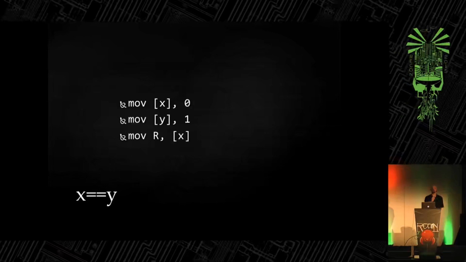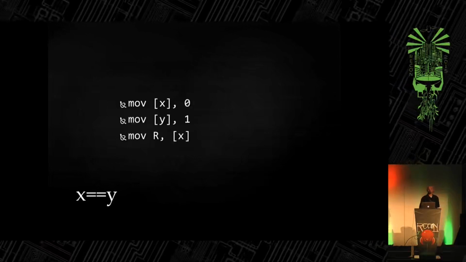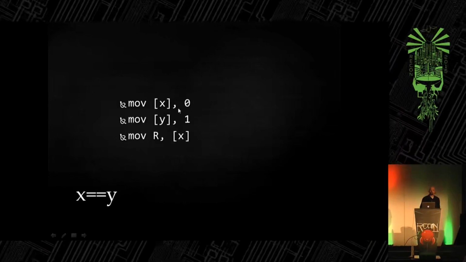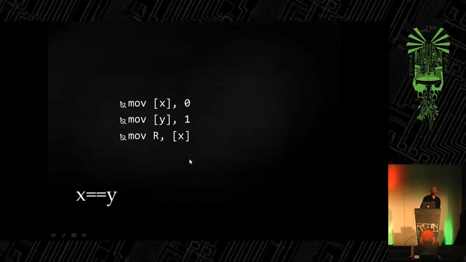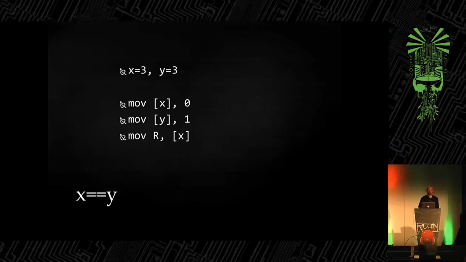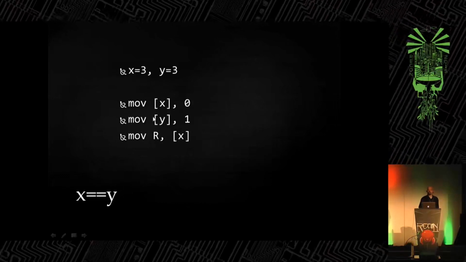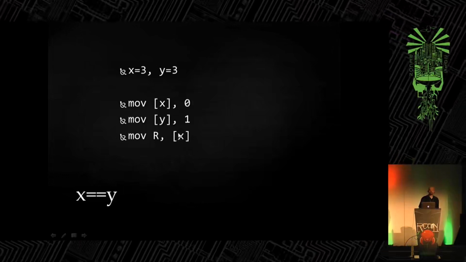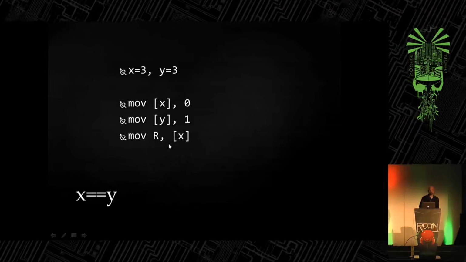For example, if we have two variables, x and y, and we want to see if these variables are equal to each other, all we have to do is move 0 into the memory pointed to by x, move 1 into the memory pointed to by y, and then read back from the memory pointed to by x. So imagine x and y are both 3. Both of these are equal to each other. Then this is move 0 into memory address 3, move 1 into memory address 3, overwriting the 0, and then read back from memory address 3. Well, the last thing we wrote to memory address 3 was a 1. R becomes 1, indicating that these two things are equal to each other.